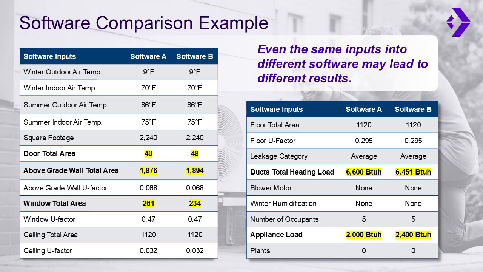Now let's take a closer look at the additional inputs. Here, we see factors like floor area, floor U factor, leakage category, and appliance loads. While most of the inputs are identical, there's a small difference in the appliance load, 2000 BTUH in software A versus 2400 BTUH in software B. There's also a minor discrepancy in the duct's total heating load. These small differences, combined with how each software handles defaults, assumptions, and calculations, can add up to significant variations in the final outputs. Let's look at the final results.